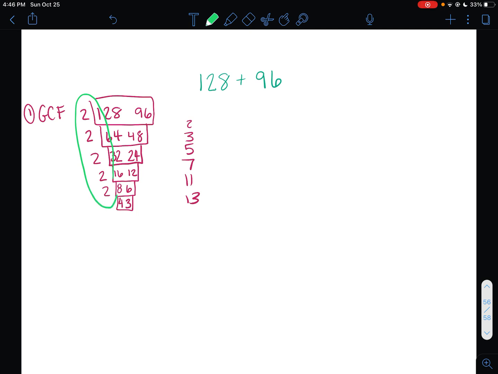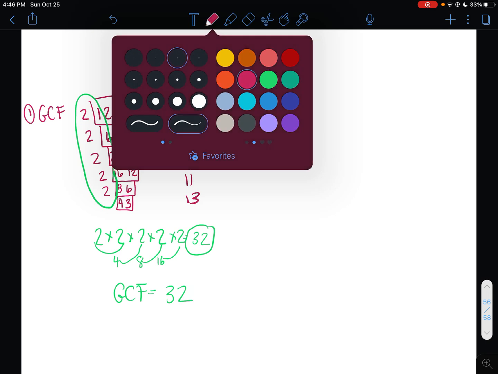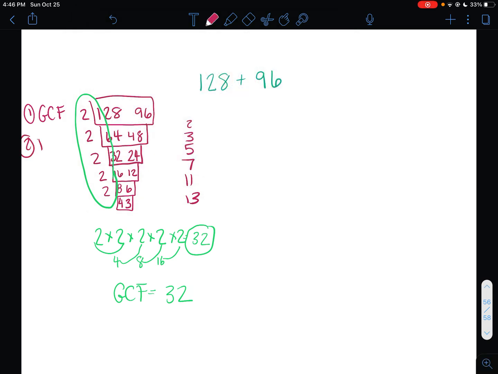Wow, okay, so then here is my greatest common factor. 2 times 2 times 2 times 2 times 2. 2 times 2 is 4. 4 times 2, 8. 8 times 2, 16. 16 times 2, 32. Okay, so greatest common factor is 32. So second step is factor pairs.